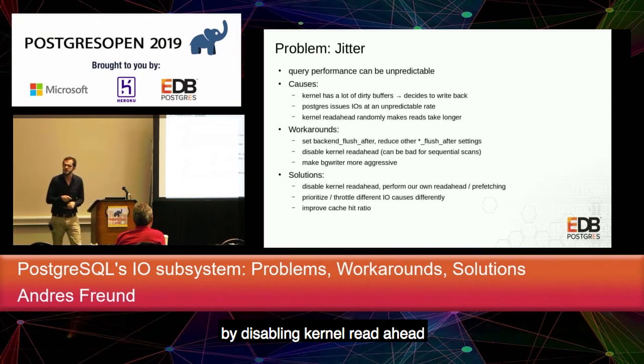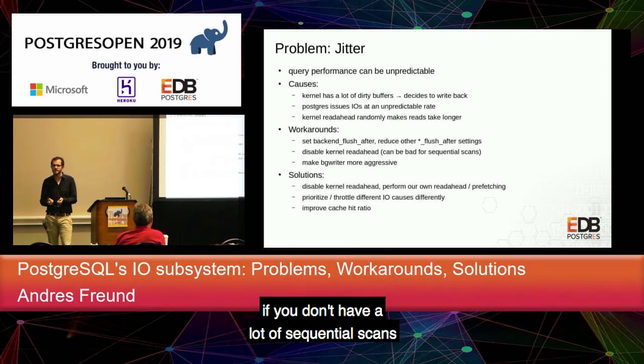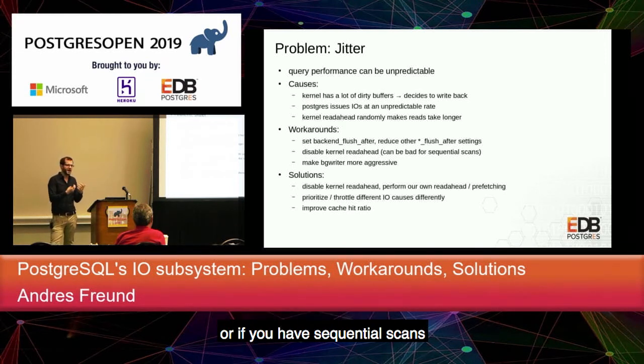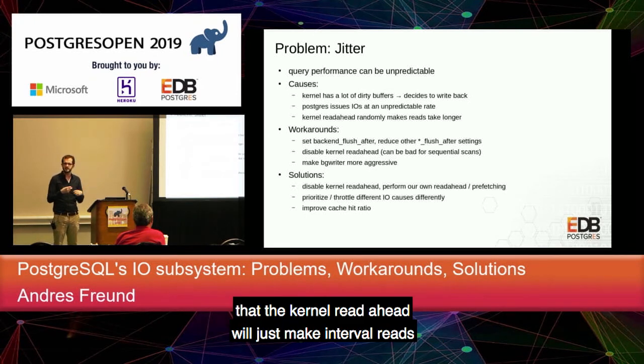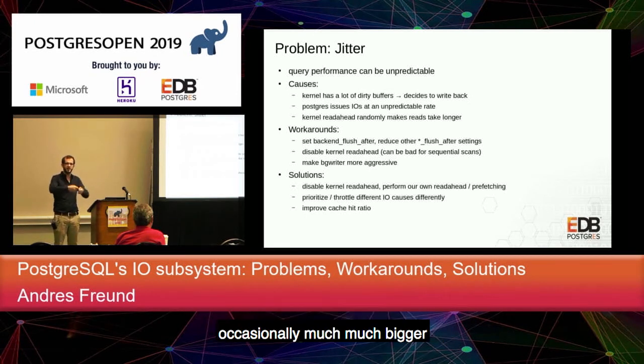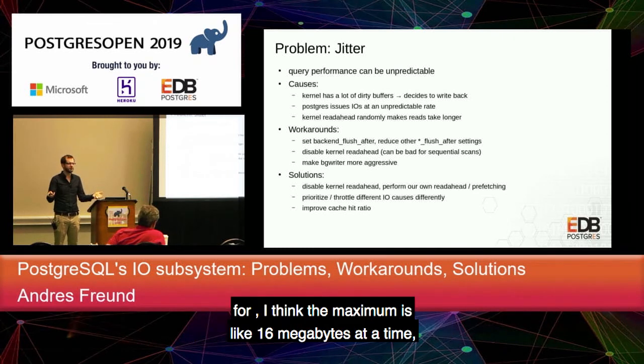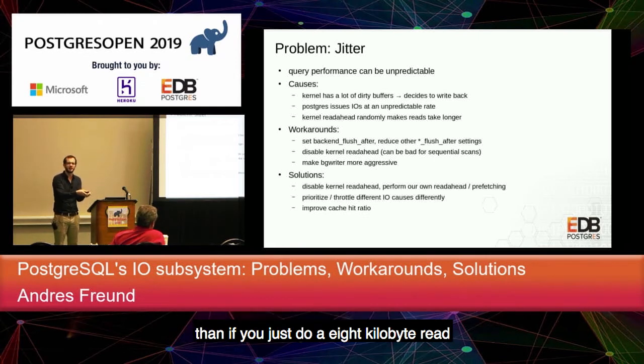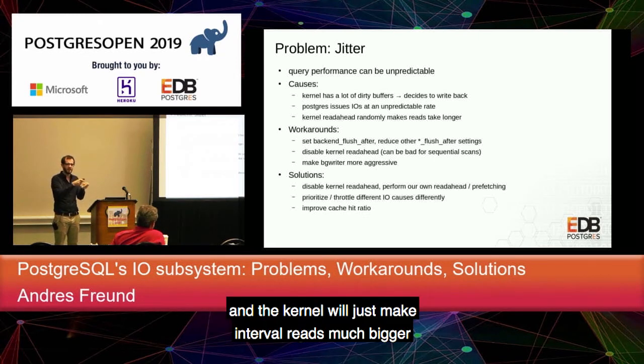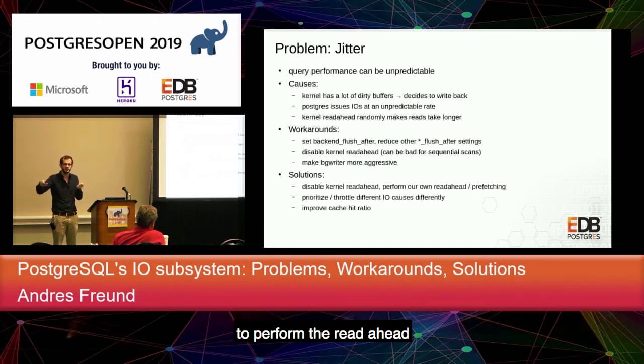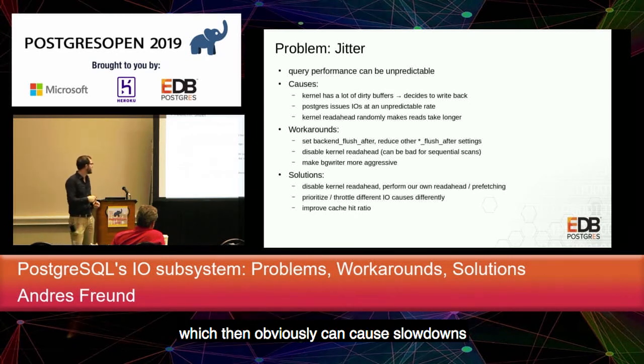And one that might be surprising is that you can get a lot more predictable performance by disabling kernel read ahead if you don't have a lot of sequential scans, or if you have sequential scans but assume that they're all cached. It turns out that the kernel read ahead will make individual reads occasionally much, much bigger, and it's much slower to do read ahead, I think the maximum is like 16 megabytes at a time, than if you just do an 8 kilobyte read. The kernel will make individual reads much bigger to perform the read ahead, which then obviously can cause slowdowns.